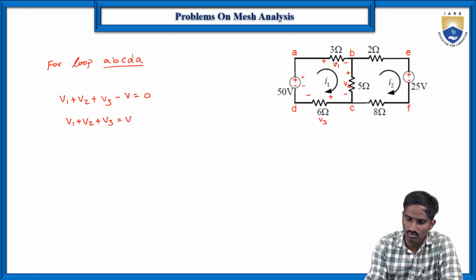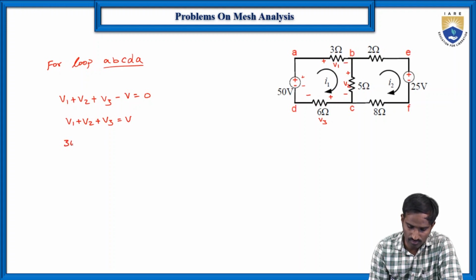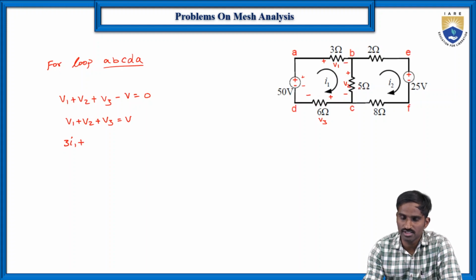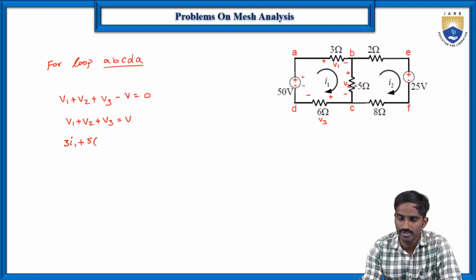Here V1 is the voltage across the 3 ohms resistor. The current flowing through this 3 ohms resistor is I1, so it is 3 into I1. Then V2 is the voltage across the 5 ohms resistor. The current flowing through this 5 ohms resistor, with respect to loop 1, is in this direction, and with respect to loop 2, the current is in this direction.